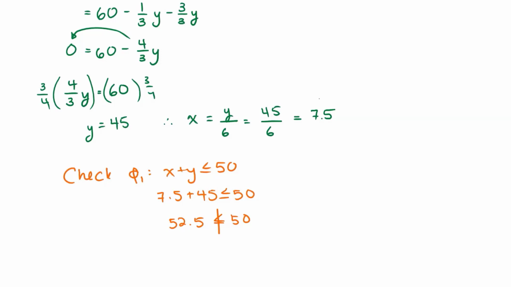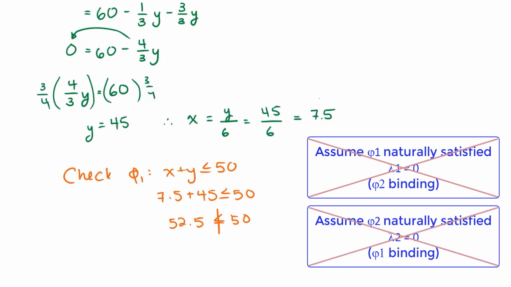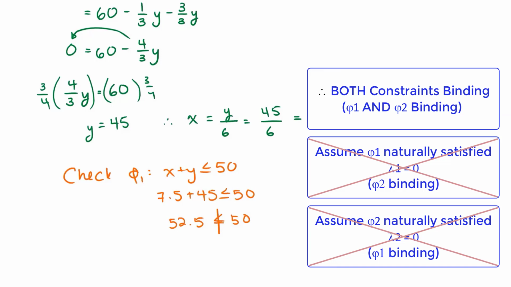So now what do I do? It doesn't work when I assume constraint 1 is naturally satisfied or when constraint 2 is naturally satisfied. So in other words, it doesn't work when we just look at one of the constraints being binding. So now we're going to look at both constraints being binding.